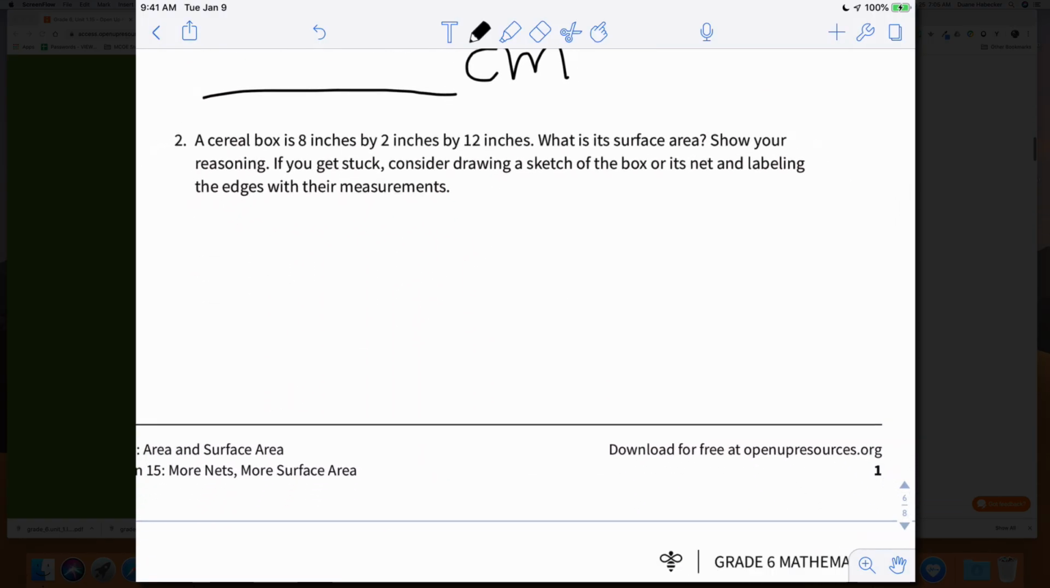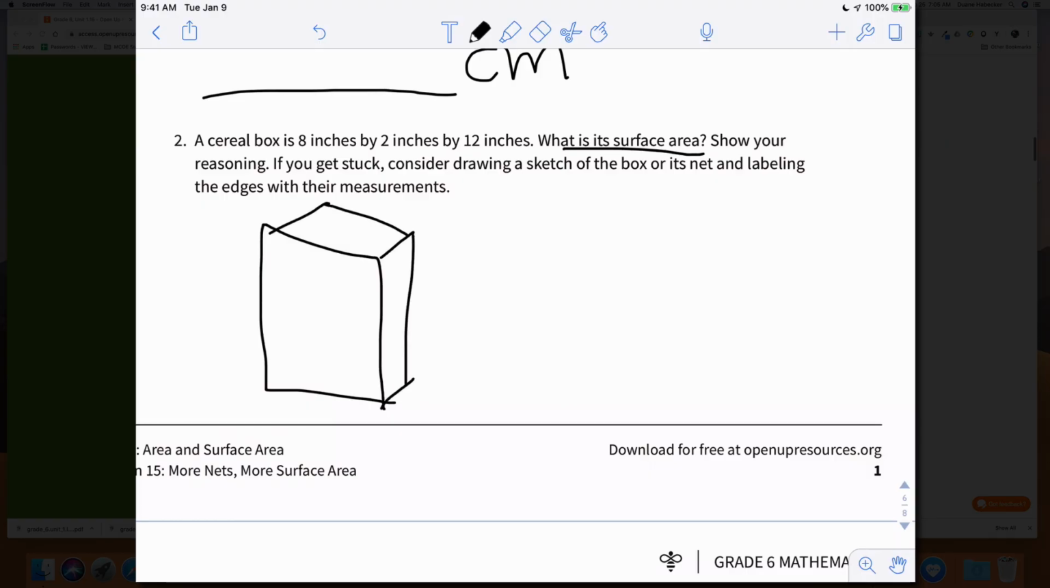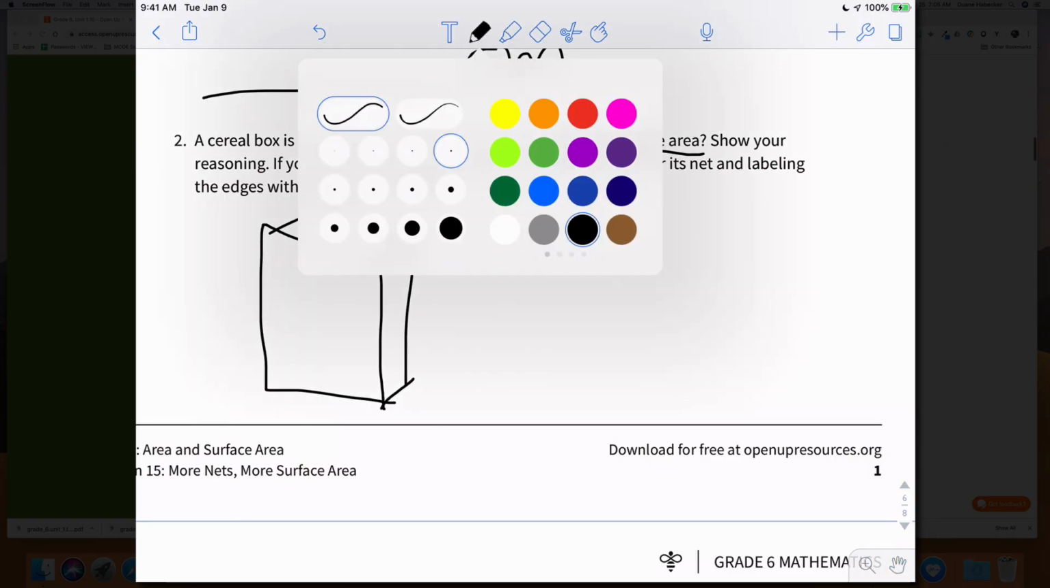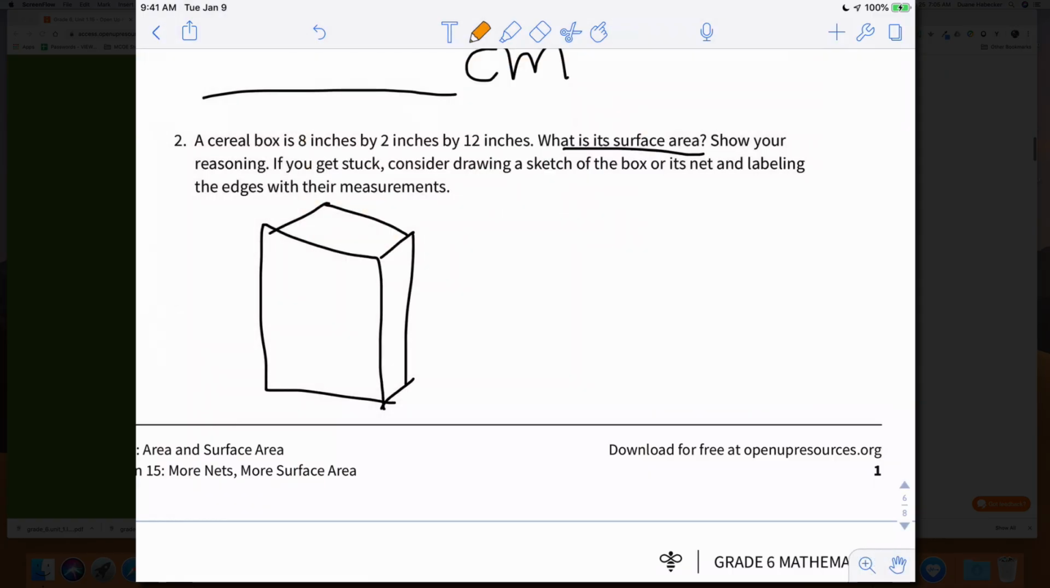All right. A cereal box is 8 inches by 2 inches by 12 inches. What is its surface area? All right, so I'll tell you what I'm going to do. I'm going to draw some sort of semblance of what they're talking about. And there we go. There's my cereal box. I love the fact that they're talking about cereal because I love my cereal.